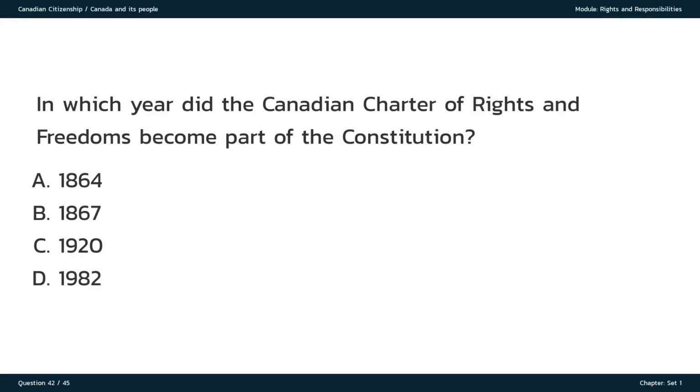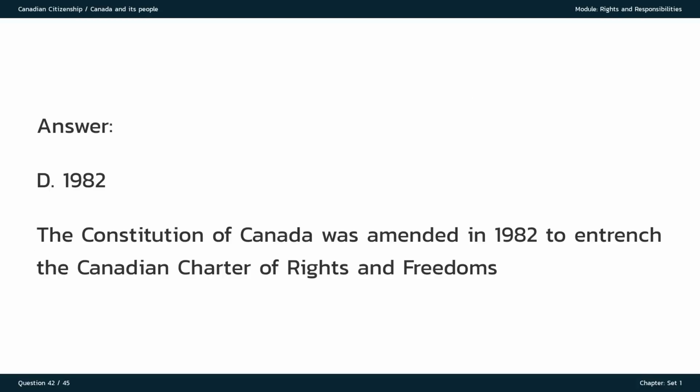In which year did the Canadian Charter of Rights and Freedoms become part of the Constitution? A. 1864. B. 1867. C. 1920. D. 1982. The answer is D. 1982. The Constitution of Canada was amended in 1982 to entrench the Canadian Charter of Rights and Freedoms.